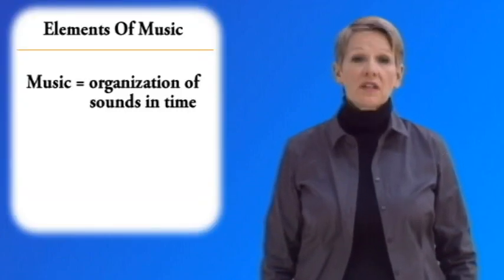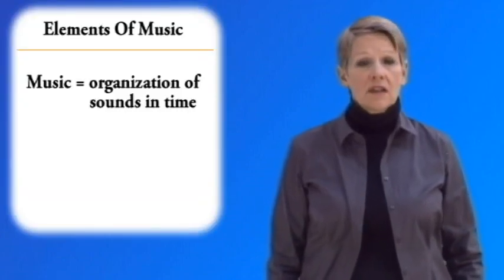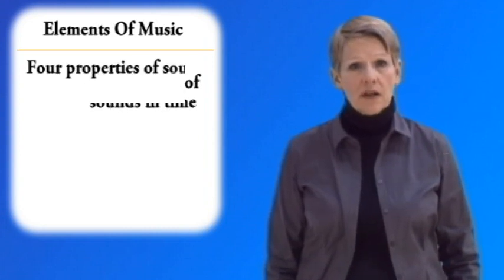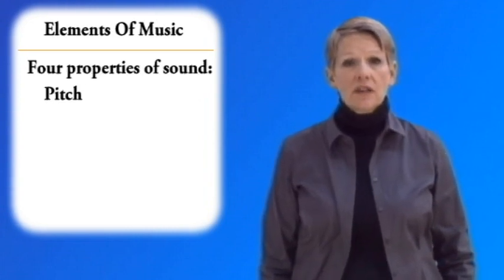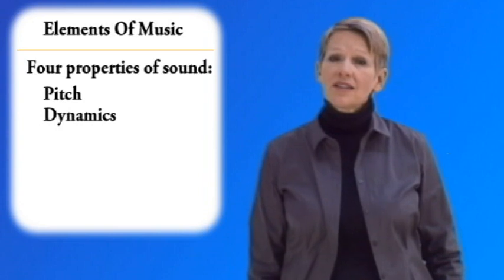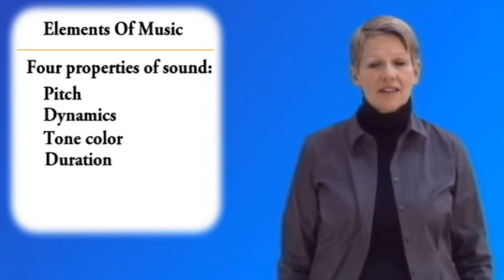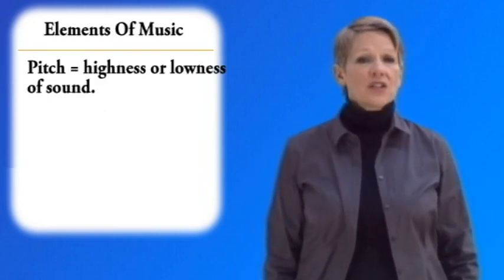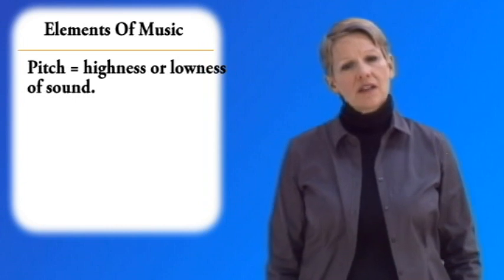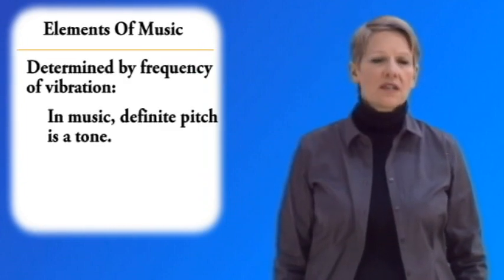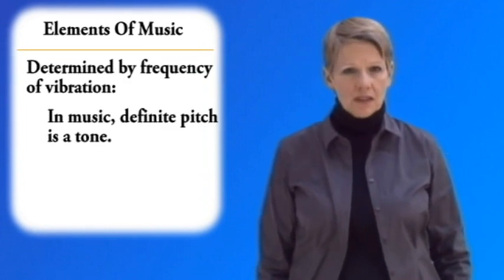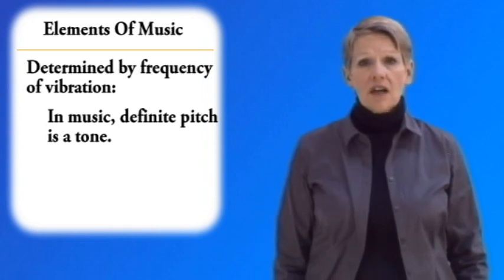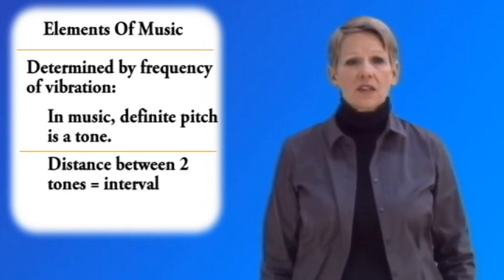We're going to break down music into elements. Music is made up of sound. There are 4 properties of sound: pitch, dynamics, tone color, and duration. Pitch is the highness or lowness of sound. It is determined by frequency of vibration in music. And in music, definite pitch is a tone.